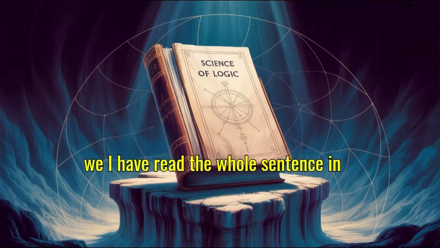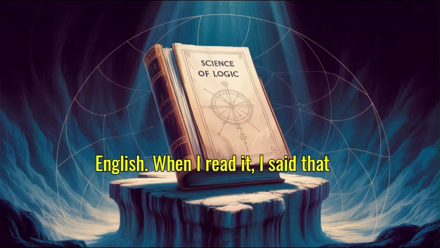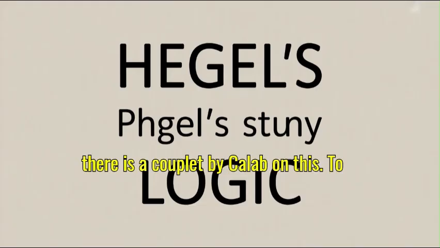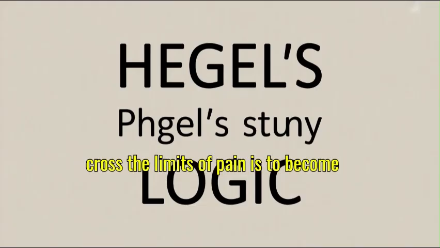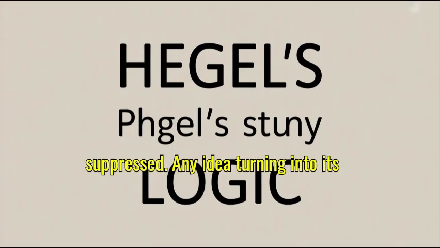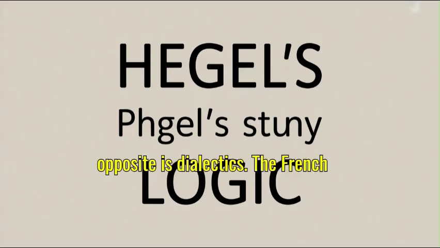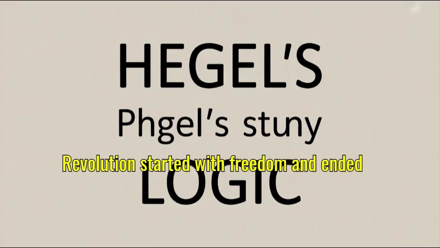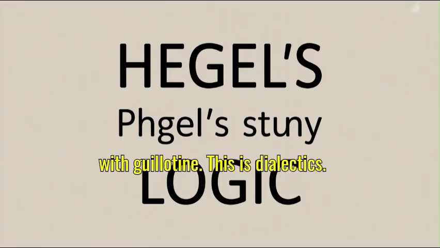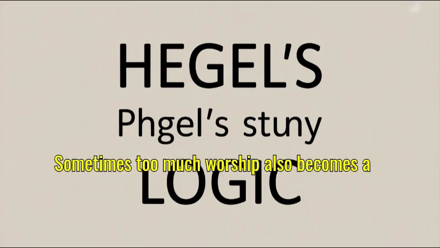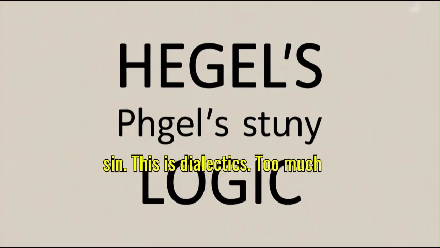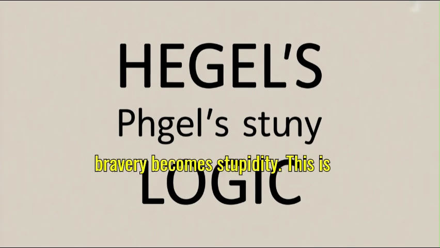So I have read the whole sentence in English. When I read it, I said that there is a couplet by Ghalib on this: to cross the limits of pain is to become its cure. Any idea turning into its opposite is dialectics. The French Revolution started with freedom and ended with the guillotine. This is dialectics. Sometimes too much worship also becomes a sin. This is dialectics. Too much bravery becomes stupidity. This is dialectics.